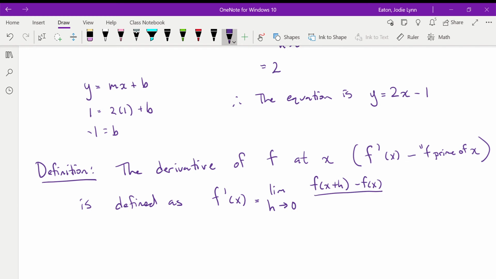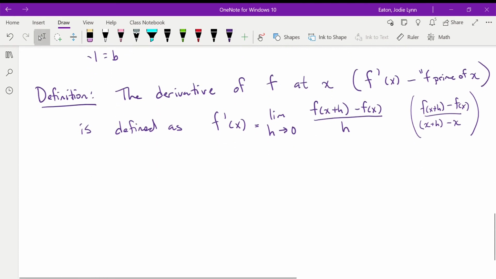over h. Why h? Well, the bottom could be x plus h minus x, but if we have f of x plus h, this is our y and x from one point, minus f of x, this is our y and x from the other point. X plus h minus x is always just going to give us h, so we can leave that as is. It makes it a little bit simpler to remember. So that is the way that we define the derivative.